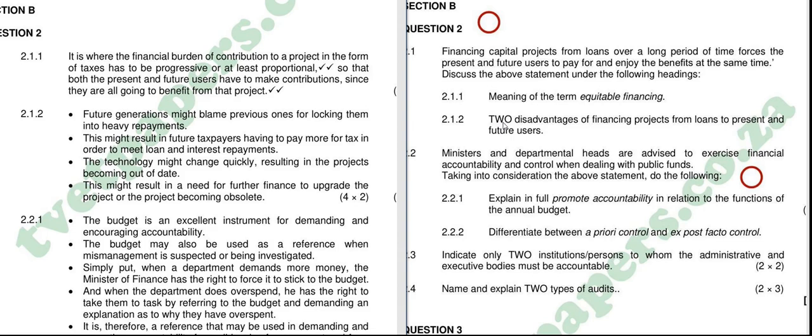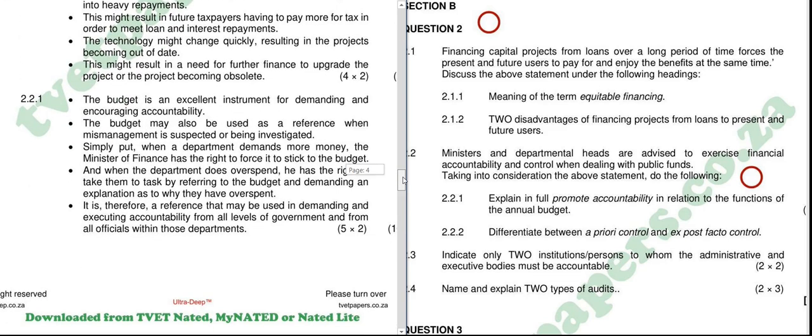And number 2, the disadvantage of financing projects from loans to present and future users. So of course we have the points as presented. Of course the question only requires 2, and then on the next question, explain in full how to promote accountability in relation to the functions of an annual budget. So we have also our response in terms of 2.2.1.